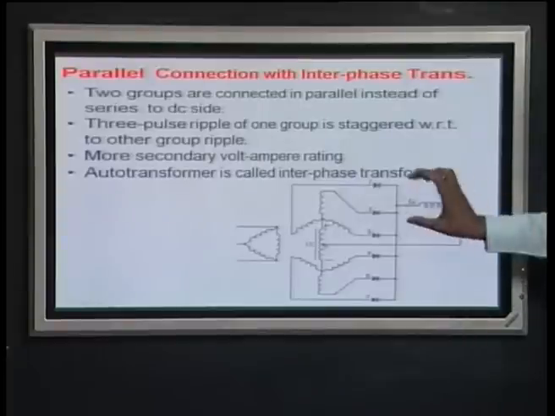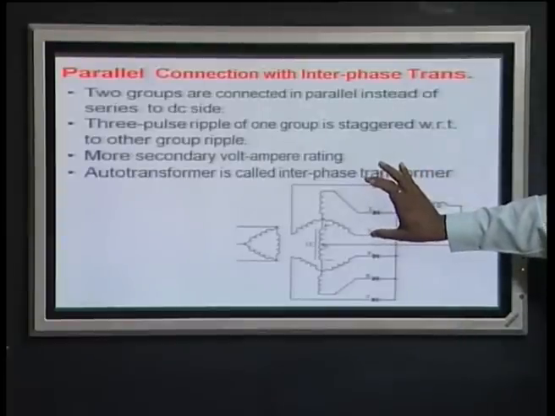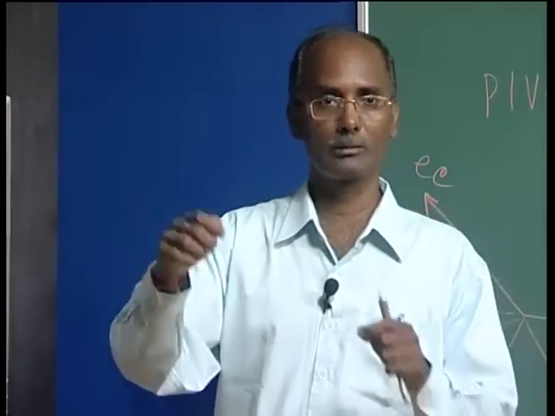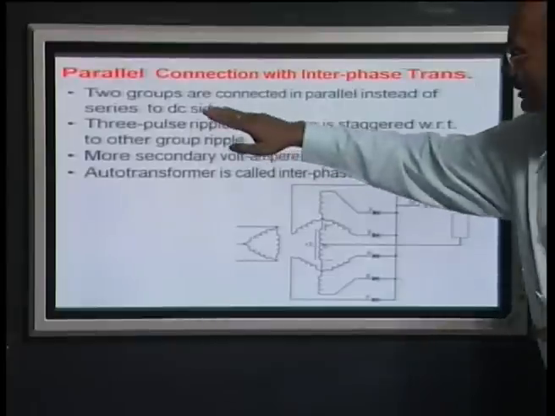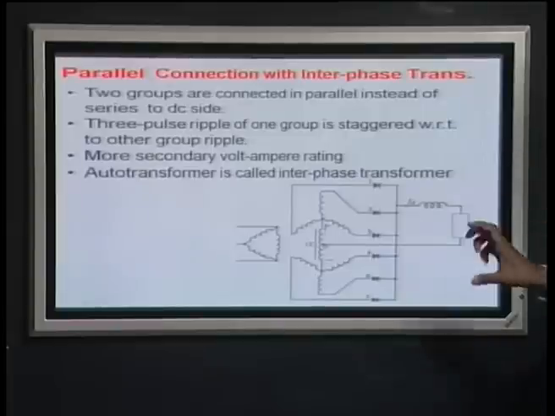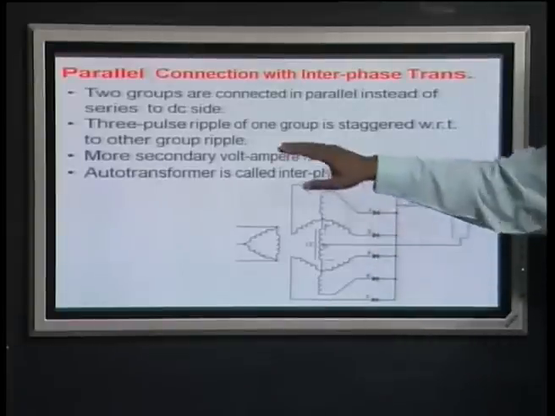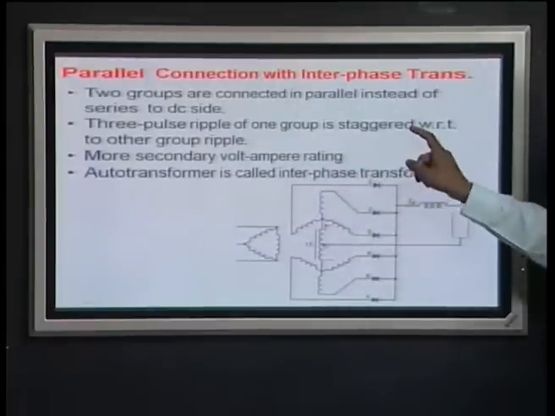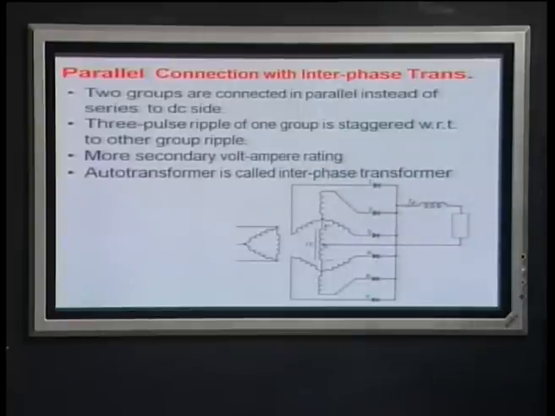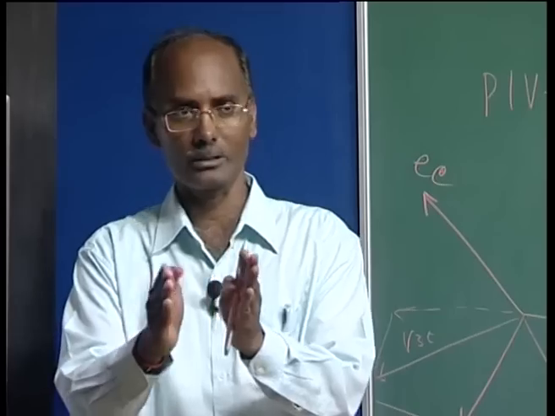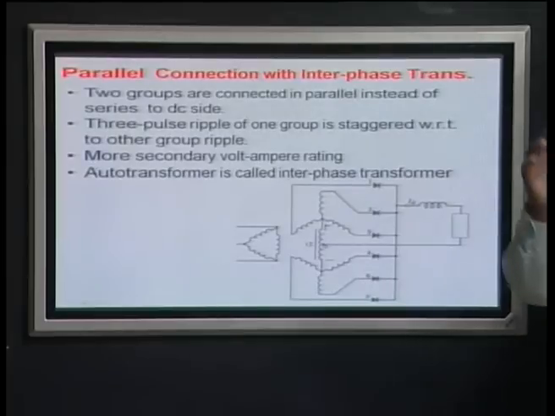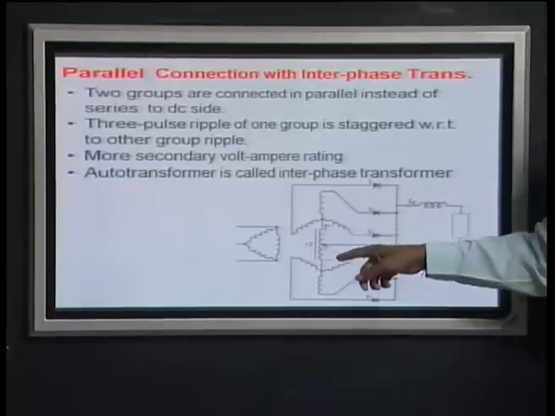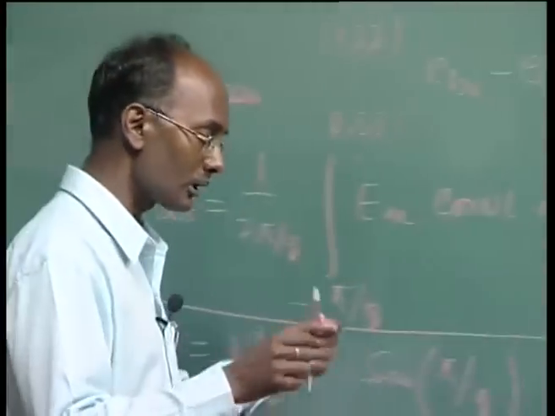The major problem here: you can see this part is no doubt a one-way rectifier circuit, here it is in parallel. In the previous case it was in series, that is why the voltage was adding. So in this case, as I said, the two groups are connected in parallel instead of series to the DC voltage. The 3 pulse ripple of one group is going to be staggered with respect to the other group. So this 3 pulses and another are going to stagger by a certain angle, 30 degrees we will see, and then it is giving the 6 pulses. So this is also a 6 pulse configuration, and here we are using an extra transformer, that is the auto transformer, to introduce this 120 degree.